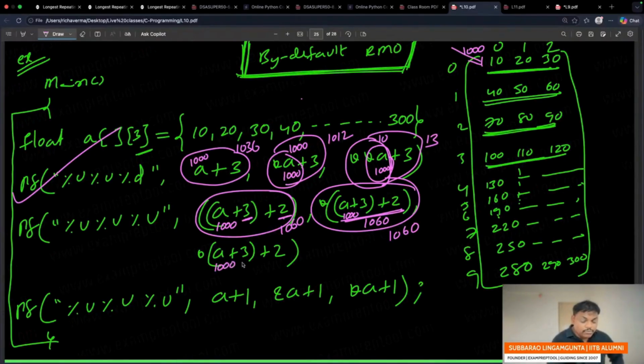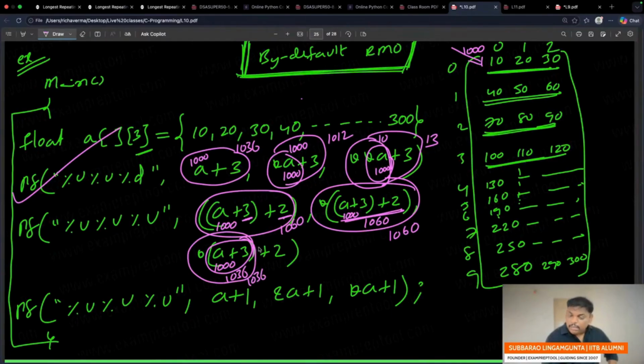3 rows skipping. Every row has 3 elements, 3 rows means 9 elements. 9 fours are 36, right? So A is 1000 plus 3, 3 rows skipping, 9 elements, 9 fours 36. 1036. Star, the same will come because of the first star.